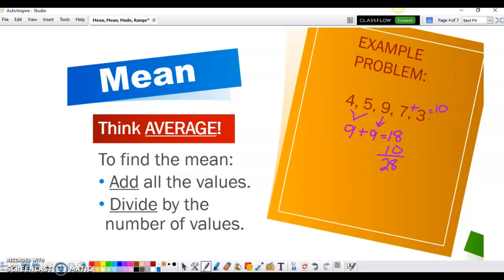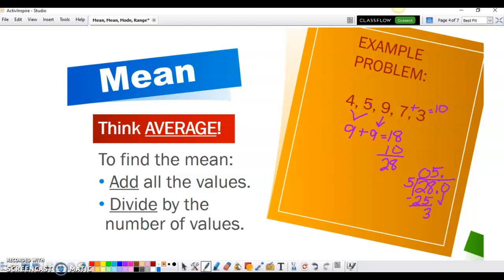So first you add all the values. Second step, divide by the number of values. So we're going to take our total of 28 and we're going to divide by 1, 2, 3, 4, 5, because we added 5 numbers together, okay? 5 won't go into 2. 5 goes into 28 5 times. 5 times 5 is 25. Subtract. Okay, go ahead and add that decimal.